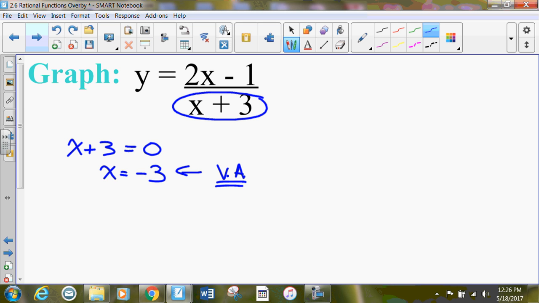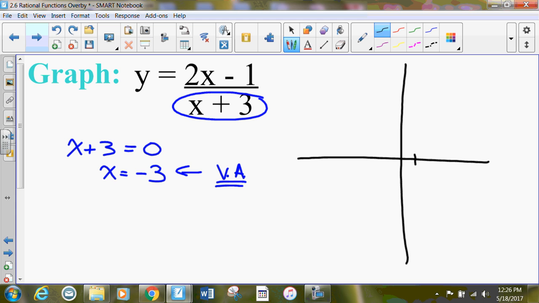So that's the first thing we're going to do when we sketch these rational functions, is see if there are any vertical asymptotes. So x equals -3, we go to the x-axis. Oops, let's go the negative way to -3. And x equals -3 is a straight up and down line that goes through -3. There's our vertical asymptote. That really helps.